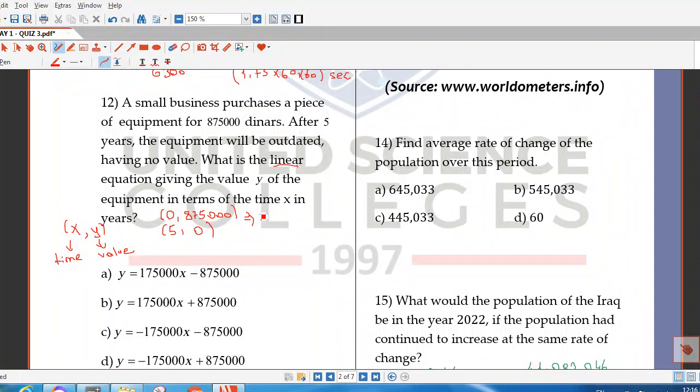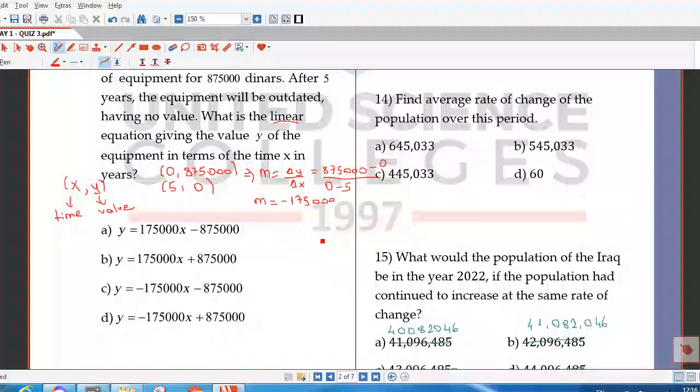First of all, we can find the slope by using delta y over delta x. What is delta y over delta x? Change in value over change in time. 875,000 minus 0 over 0 minus 5. The division is going to be negative 175,000. It is the slope of the equation. So we can look at the choices.